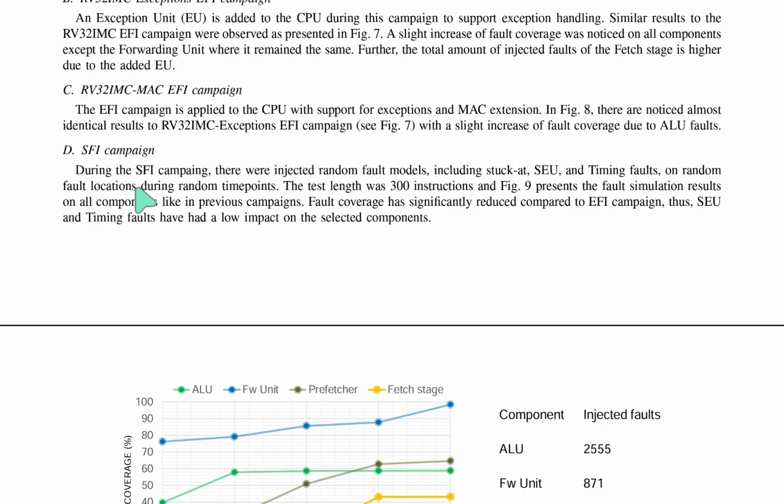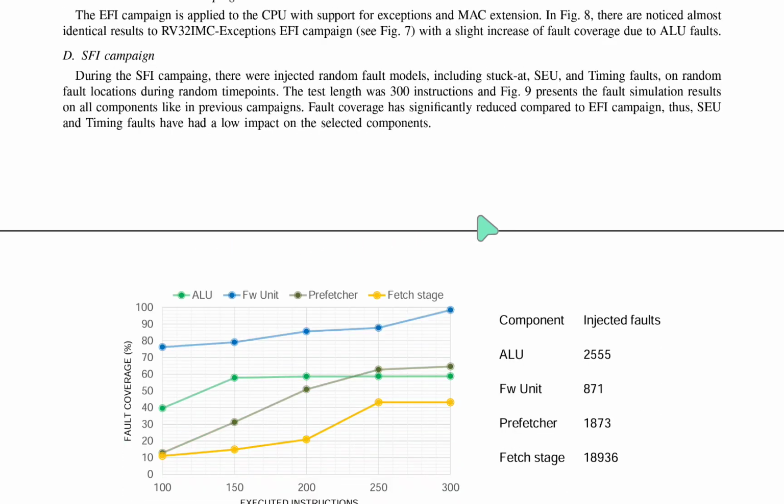D. SFI campaign. During the SFI campaign, random fault models, including stuck-at, SEU, and timing faults, were injected on random fault locations at random time points. The test length was 300 instructions, and figure 9 represents the fault simulation ledger on all components like in the previous campaigns. Fault coverage has significantly reduced compared to the EFI campaign. Thus, SEU and timing faults have had a low impact on the selected components.